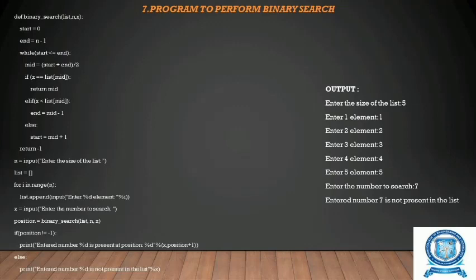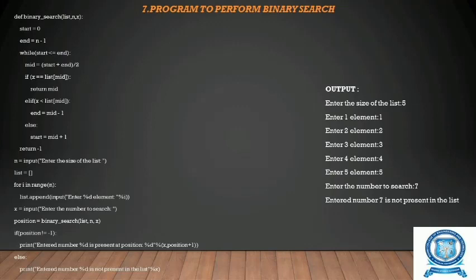Then we enter the number to search in x. Then position is equal to binary_search(list, n, x). This binary_search is the function call, and list, n, x are the parameters we are passing to the function definition. Then we check if the position is not equal to minus 1, then we print that the number is present at that position. Else, if the number is not found, then the entered number is not present in the list, is given as the output.